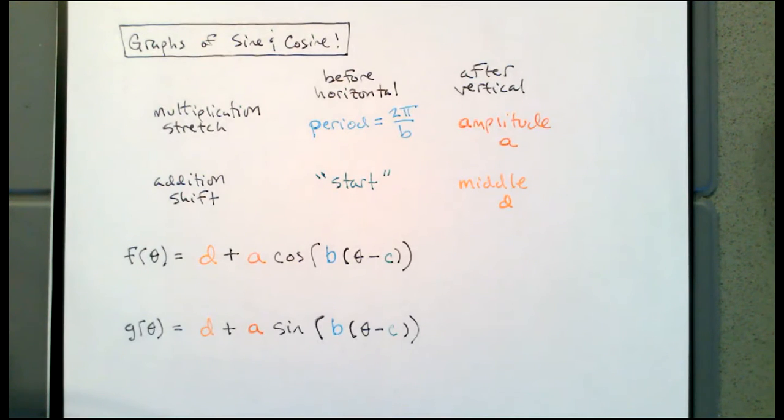And so if B is equal to 2, then we're going around twice as fast. So the period will be 2 pi divided by 2, or just pi. If B is 0.5, then we're going around the circle half as fast. So the period will be 2 pi divided by 0.5, which is 4 pi.